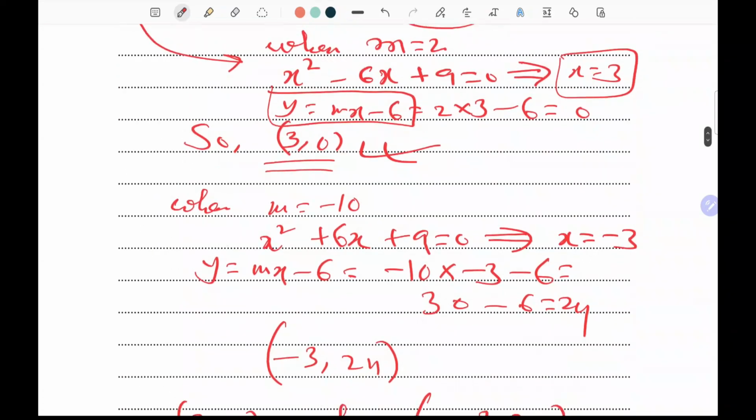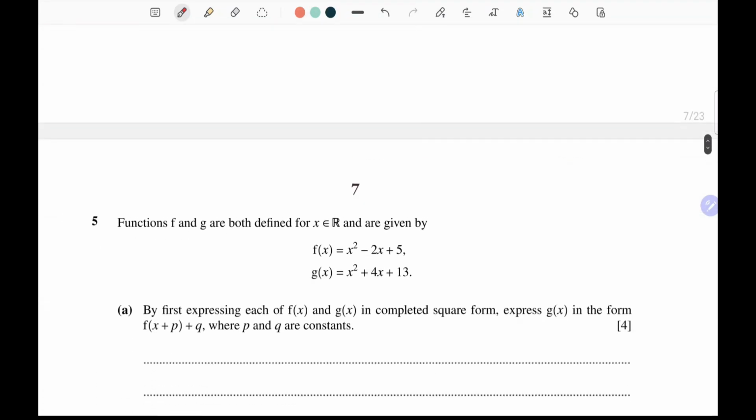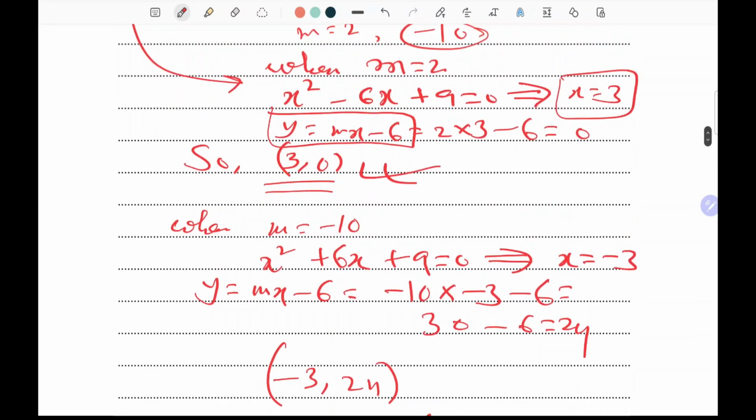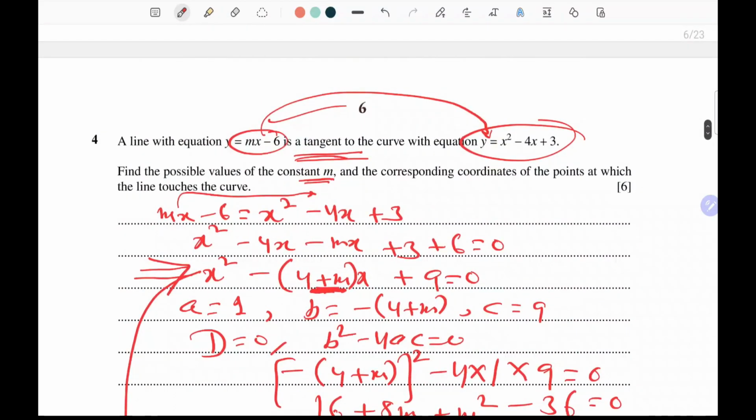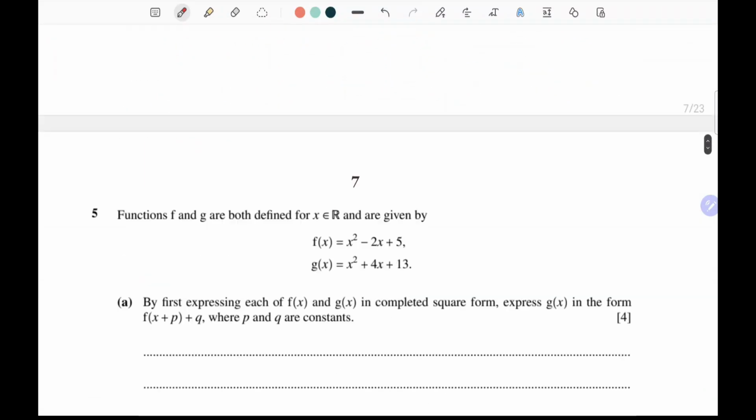I hope you understood this. Let's move to the next question. If you are not able to understand, then you can just watch it again and try to understand.